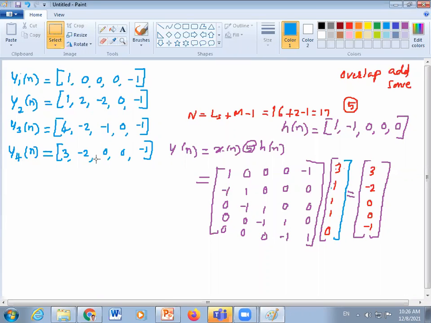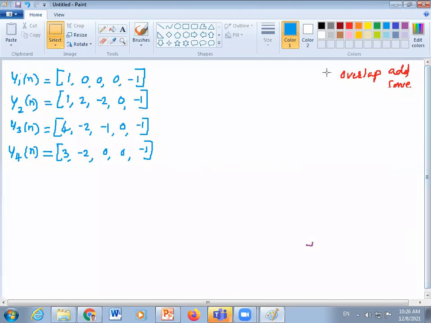Now let's write down the final output. That is a very important thing. At the end, you write down all these output equations, y1 of n, y2 of n, y3 of n, and y4 of n. So finally we will write the output y of n as y of n is equal to.